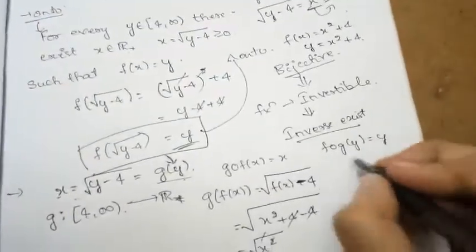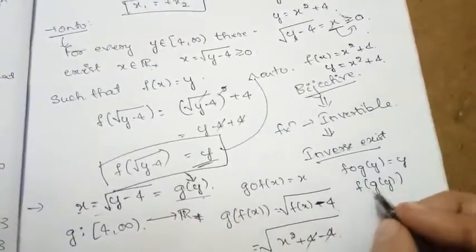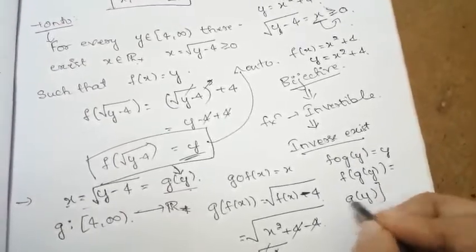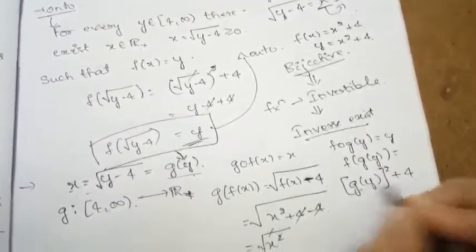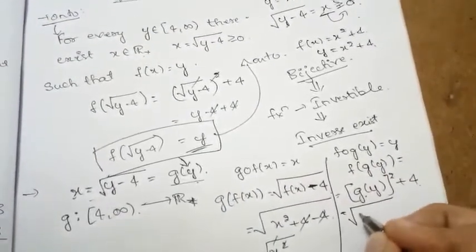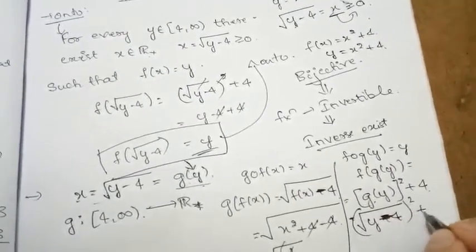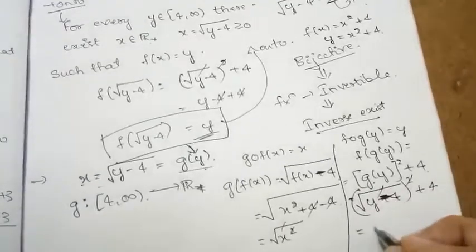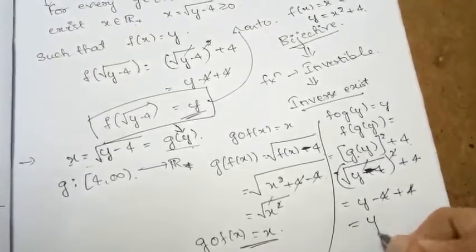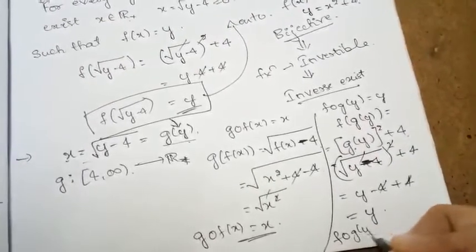Next is fog of y is equal to y, that is f of g of y. So f of x is x square plus 4. F of g of y becomes g of y whole square plus 4. What is g of y? It is nothing but square root of y minus 4, whole square, plus 4. So root and square get cancelled. So y minus 4 plus 4, minus 4 and plus 4 get cancelled. So f of g of y is equal to y.